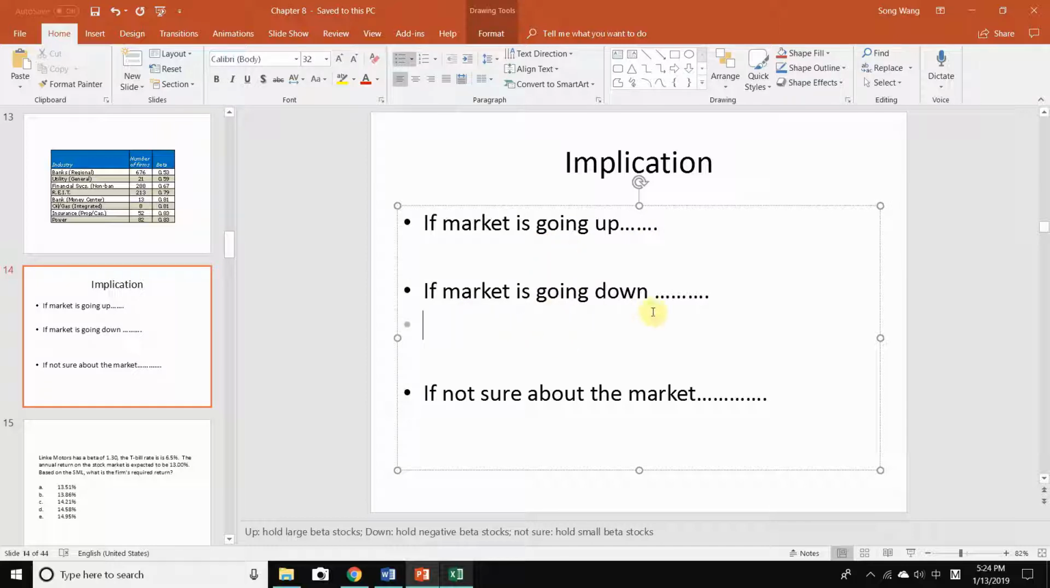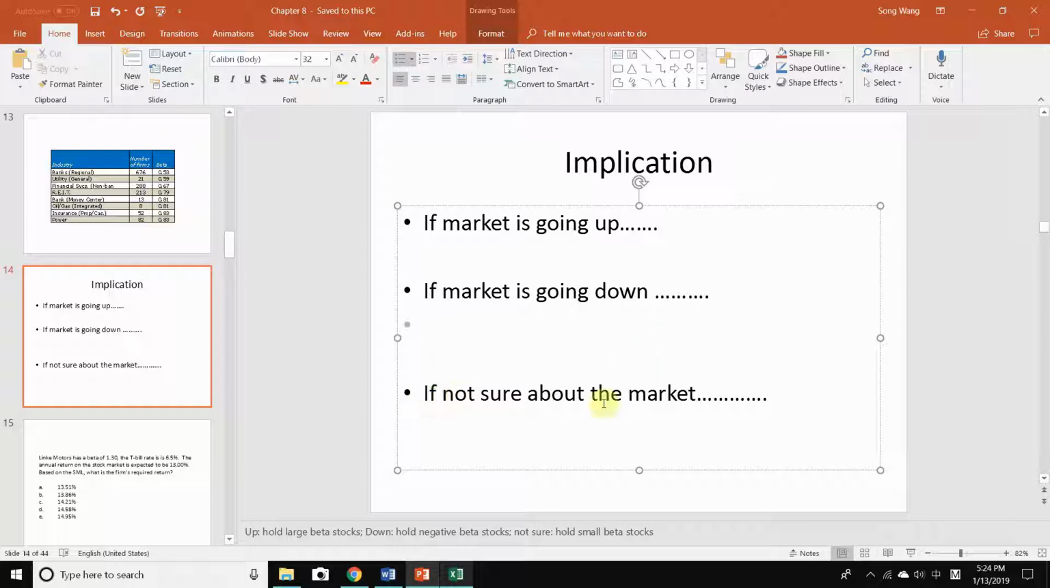If the market is going down, basically you want to hold the stocks with a negative beta. So when the market is going down, then this negative beta stock would go up, just like the GE stock I talked about. So when the market is going down, like right now, the GE stock probably will bounce back.